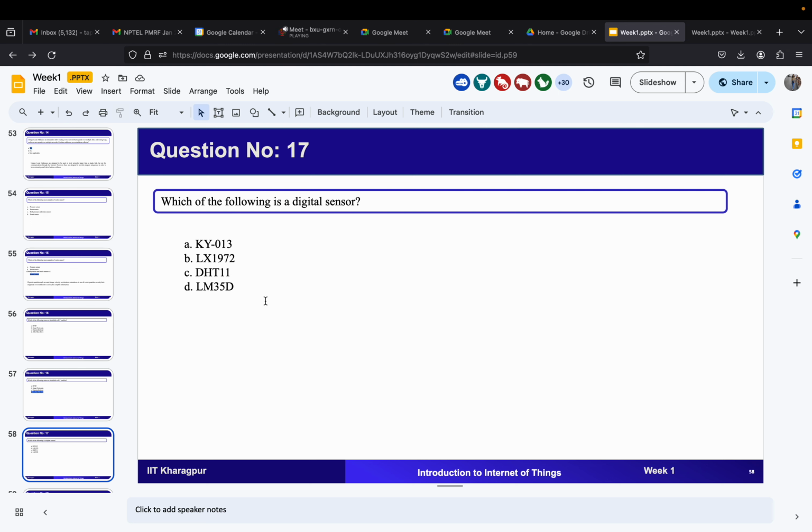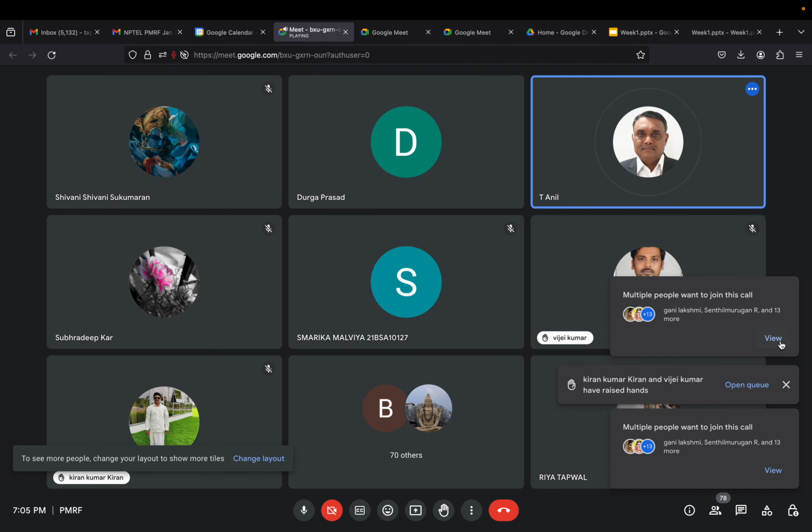Ma'am, I have a doubt on this. This kind of numerical values, are we supposed to learn all of these by heart? There will be quite a few, isn't it? These are very popular sensors, so you have to learn these things. At least the popular sensors which are used, at least their names.